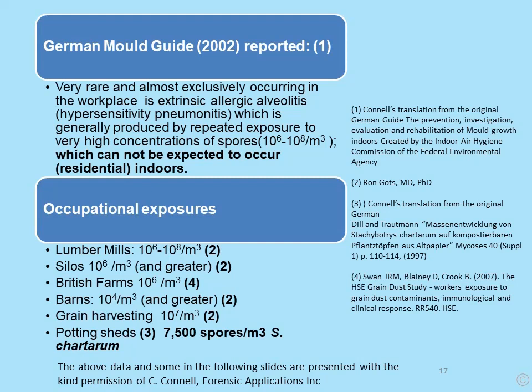And there are some interesting occupational exposures. Wood mills, 1 million to 100 million per cubic meter. These are spore levels. Silos, 1 million. British farms, 1 million spores per cubic meter. Walk through a field when they're haymaking and you can easily see this, with the amount of material floating around in the atmosphere. Go down, potting sheds, here we go, 7,500 spores per cubic meter of Stachybotrys chartarum. Again, very, very common in potting compost.